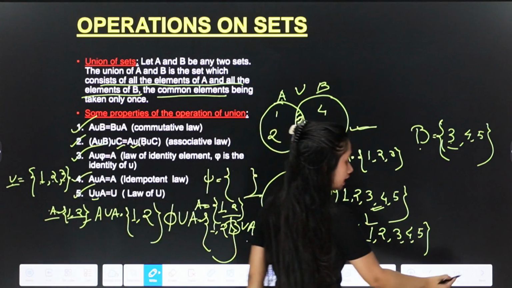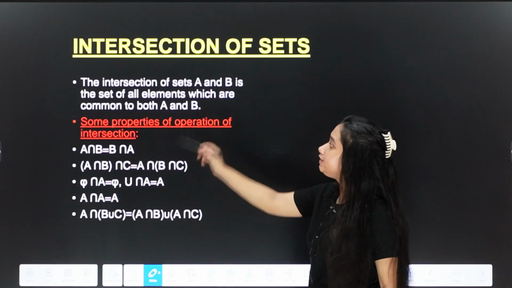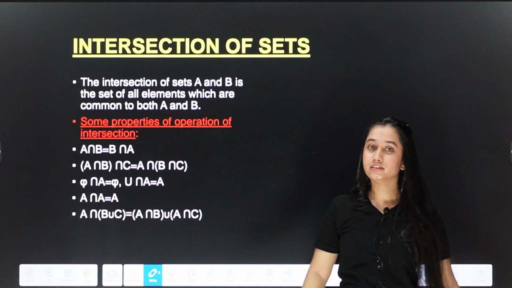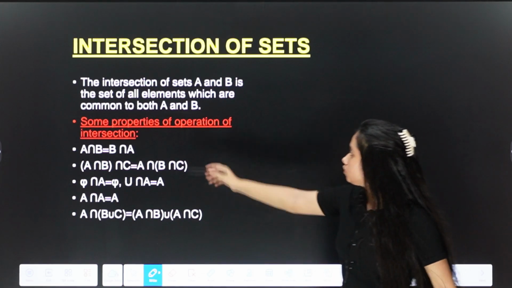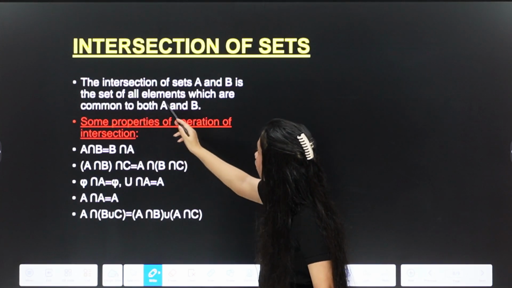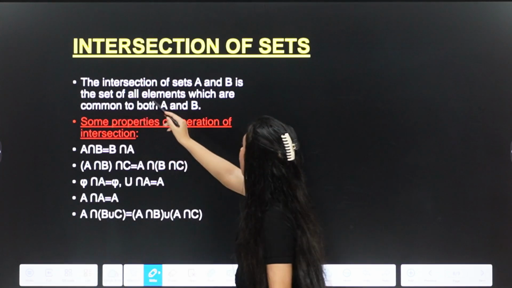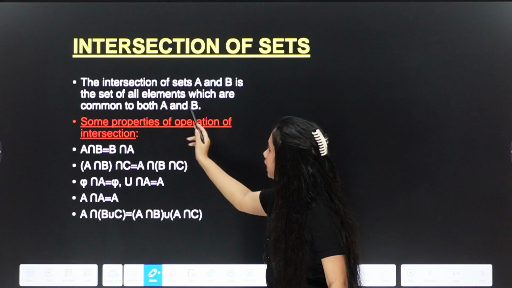So let's come to the next topic, that is intersection of sets. So what is the intersection of any two sets? I have written that the intersection of sets A and B is the set of all common elements. I have written it here. All the elements which are common to both A and B.